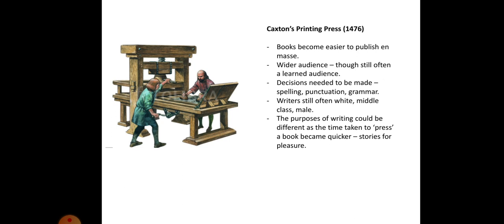As it says here, writers were still often white, middle class, and male. Women tending to be the homemakers and being mothers, of course, at this point. And the purposes of writing could be different as the time taken to press a book became quicker. So you have this move towards stories for pleasure. Now, this didn't happen immediately, but what you had before the printing press was primarily books being written about historical events, the classics, and religious texts. So you would eventually have a move towards broader genres of books that maybe weren't around before.